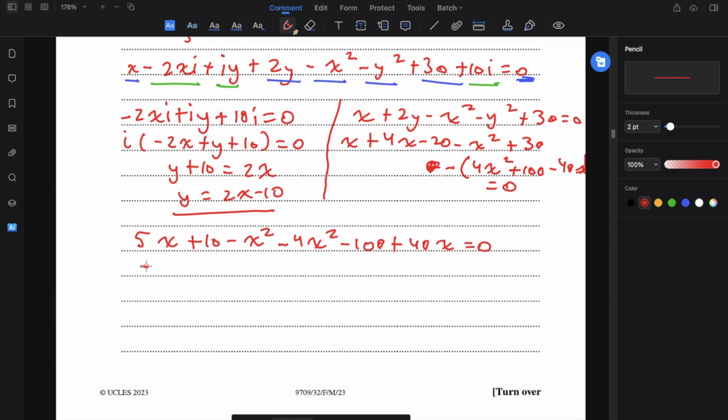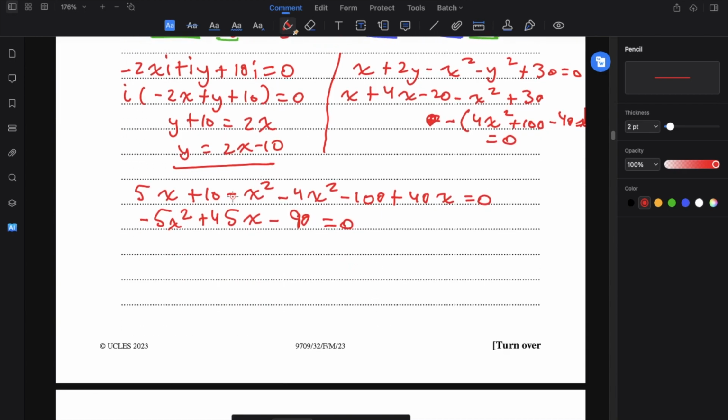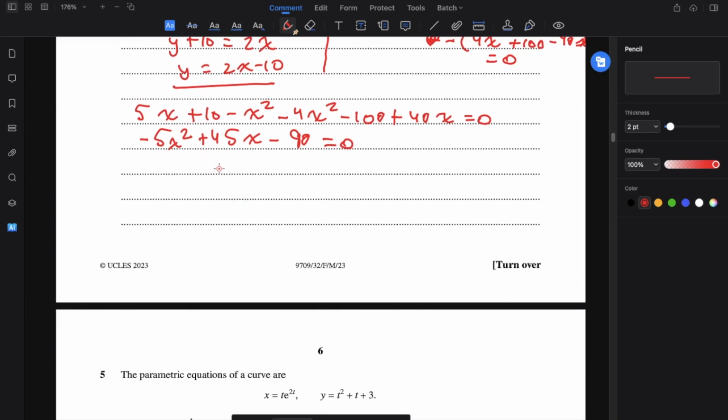We simplify this further: minus 5x squared plus 45x minus 90 is 0. Now we take the minus 5 common. So x squared minus 9x plus 18 is equal to 0.